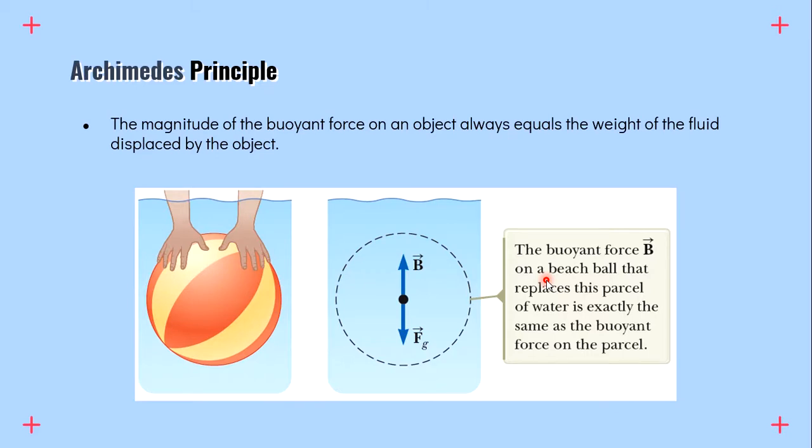Let's discuss Archimedes' principle. Archimedes' principle deals with buoyancy or buoyant forces. It states that the magnitude of the buoyant force on an object always equals the weight of the fluid displaced by the object. Suppose I have a beach ball here, and at the same time I have a parcel of water here. Let's say this is a plastic container, and it contains the same water as the surrounding fluid. So the buoyant force on a beach ball that replaces this parcel of water is exactly the same as the buoyant force on the parcel.